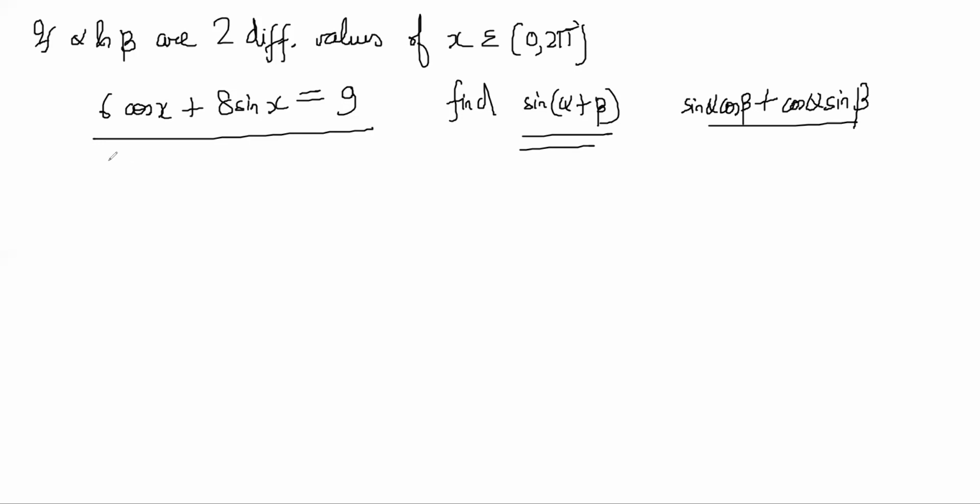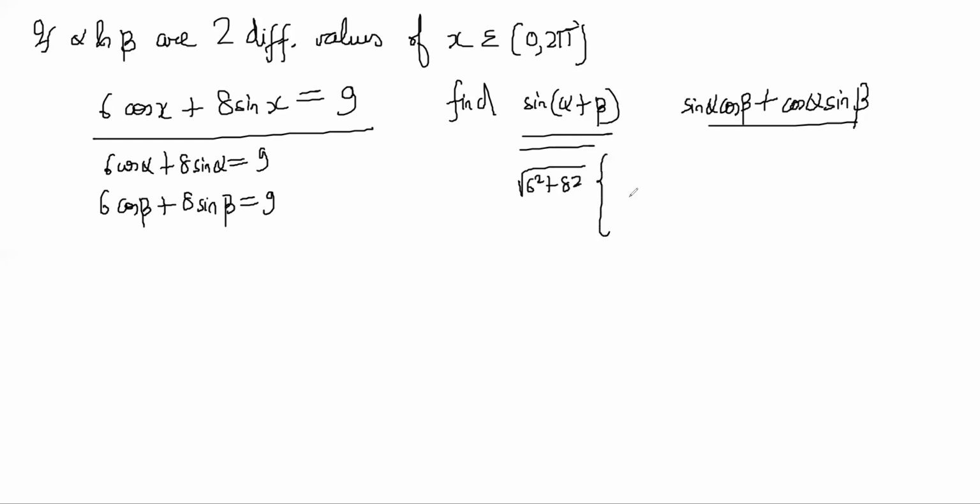Okay, so 6 cos alpha plus 8 sine alpha is equal to 9, and 6 cos beta plus 8 sine beta is equal to 9. One second, let me think a little bit. Let's use that maximum minimum theory and see if that works or not. So, multiply by root of 6 square plus 8 square and divide by the same.